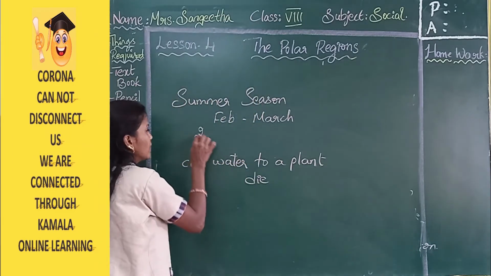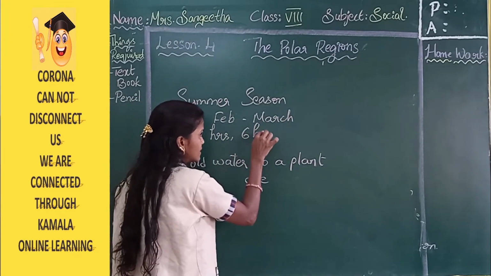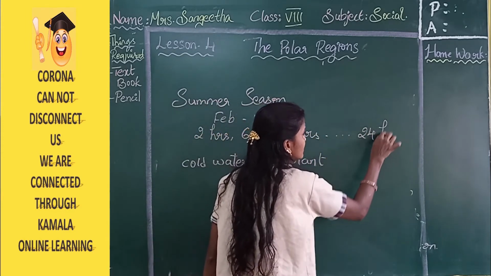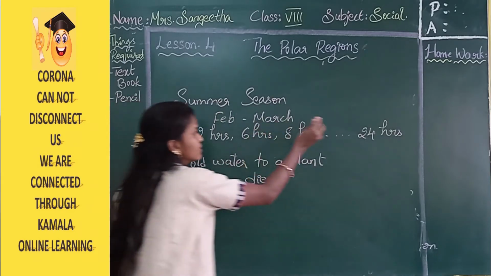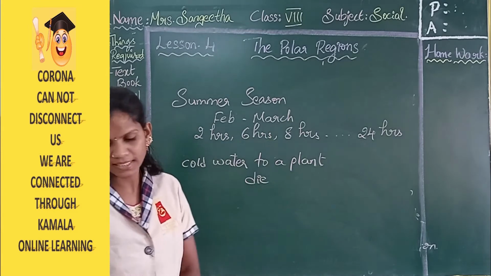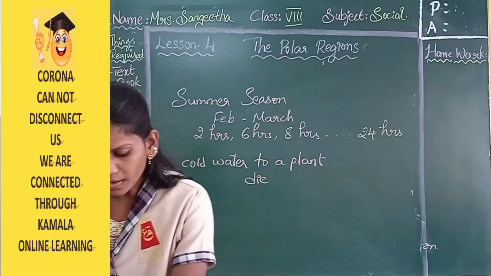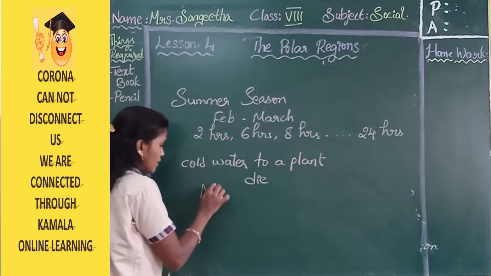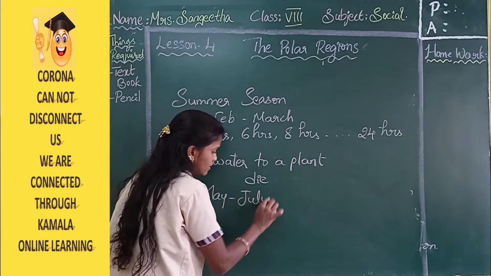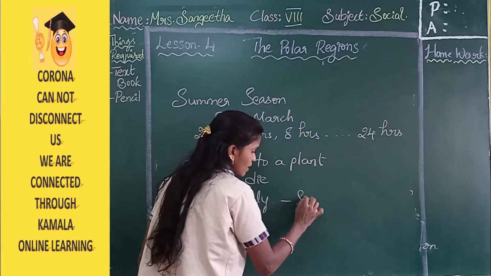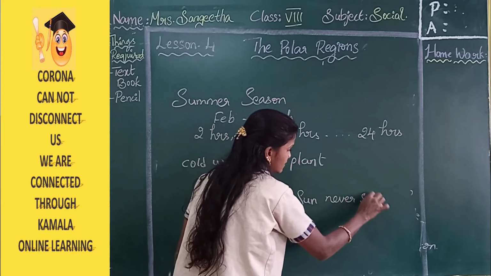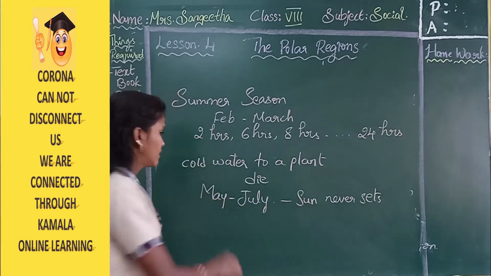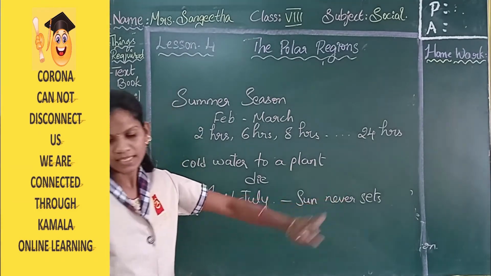It takes 2 hours, 6 hours, 8 hours, 24 hours it will shine. 24 hours the sun will shine in the Tundra region. Next, almost 3 months from May to July, the sun never sets. May to July, sun never sets. Okay, in this May, June, July, these 3 months, sun never sets.